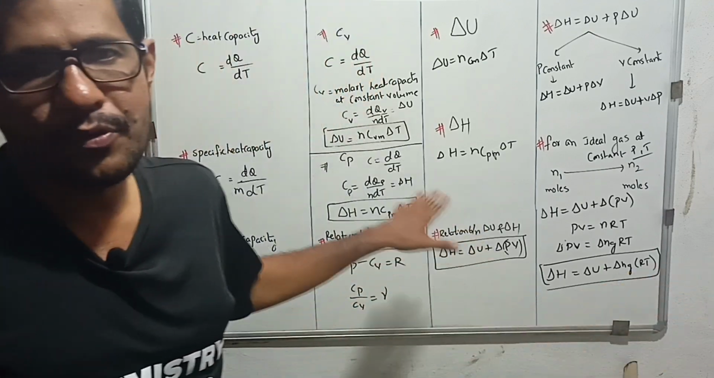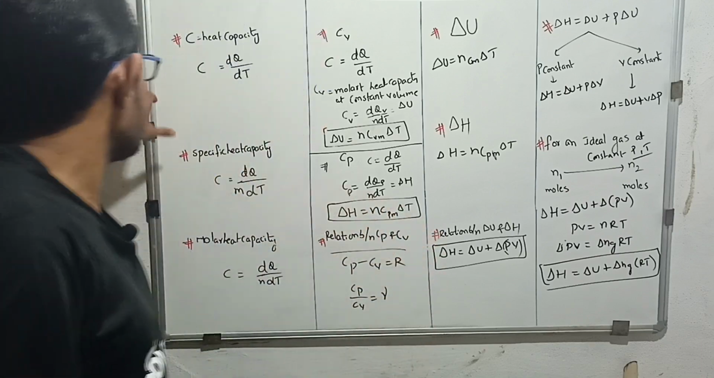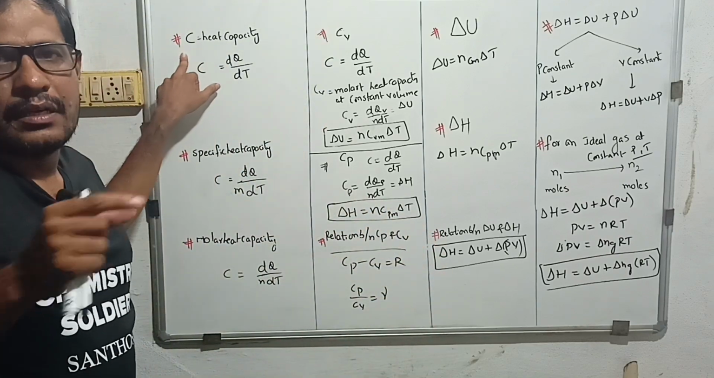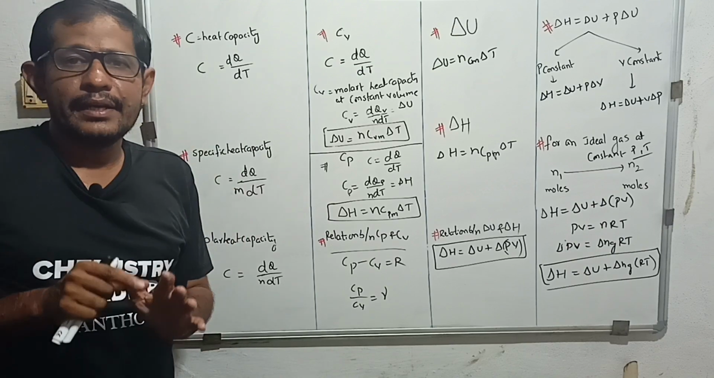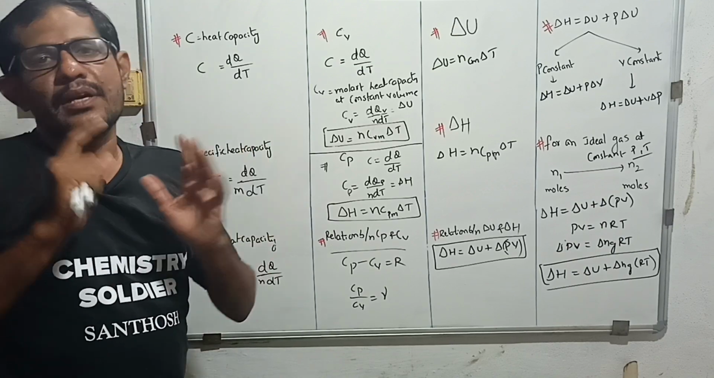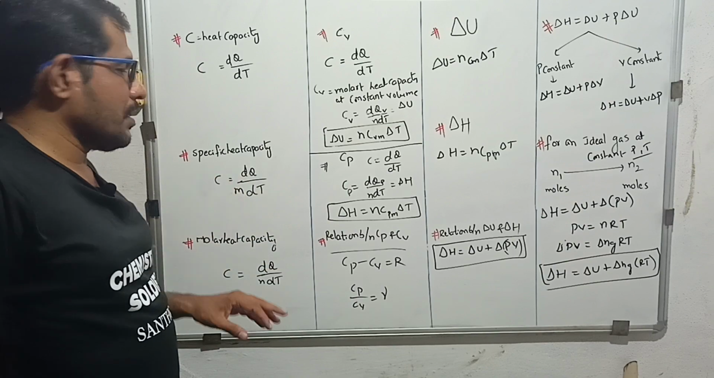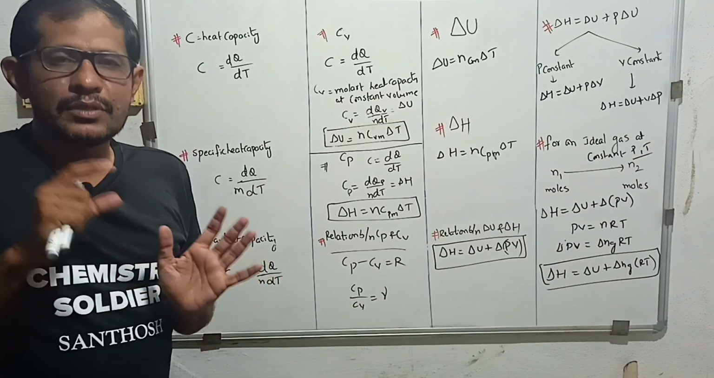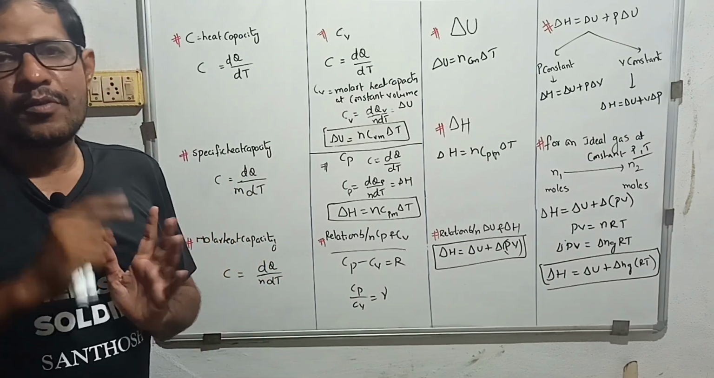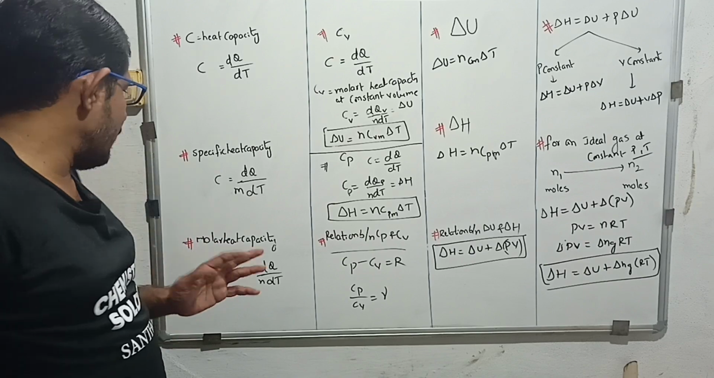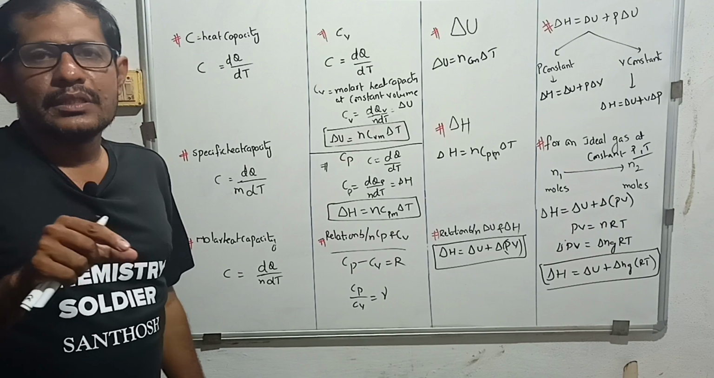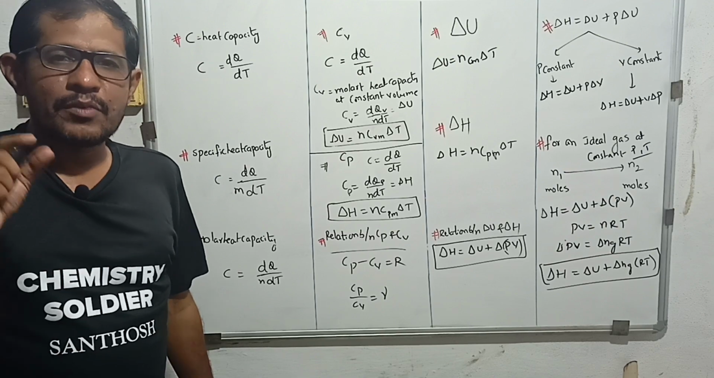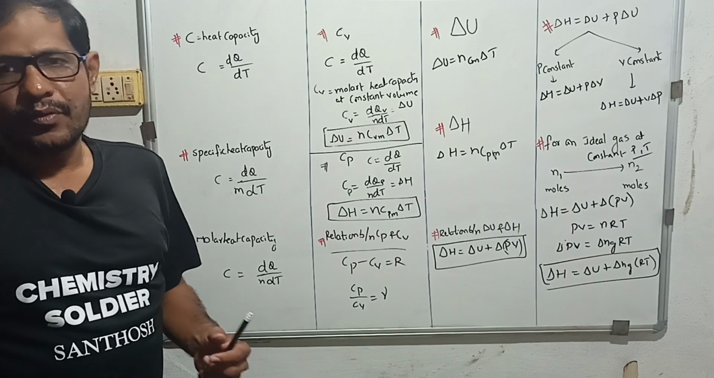Okay, so I will brief you and then stop this video. Heat capacity: the heat required to raise the temperature of the substance by 1 degree centigrade. Specific heat capacity: the heat required to change the temperature of 1 gram of substance by 1 degree centigrade or Kelvin. Molar heat capacity: the heat required to change the temperature of 1 mole of substance by 1 degree centigrade or 1 Kelvin.